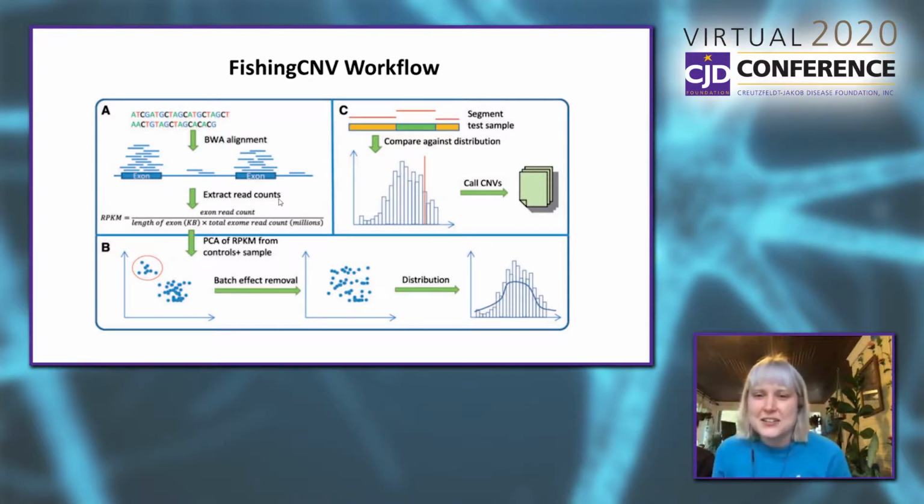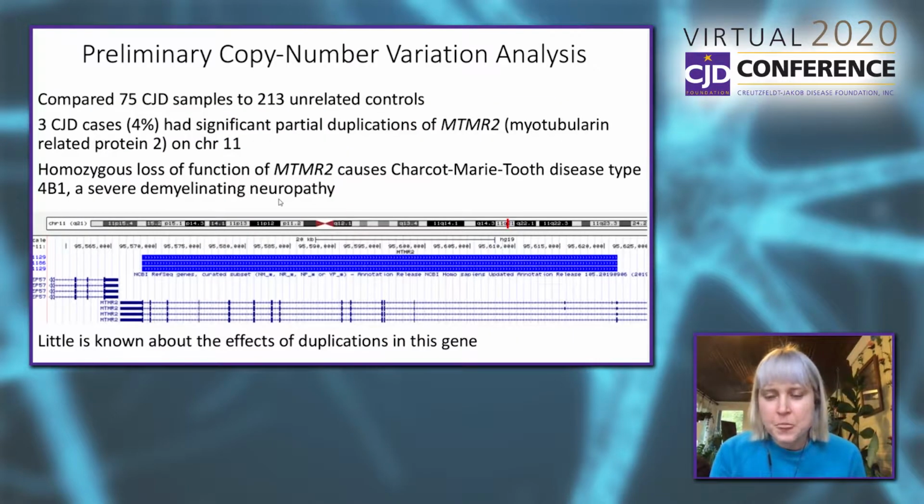So another analysis that we did is looking at copy number variation. To do that, we use this program called Fishing CNV that allows for copy number variation in exome data, and it is made specifically for rare variation. And so our preliminary results from this analysis, oh, I should say 72 samples, sorry. We compared our samples to 213 unrelated controls here.